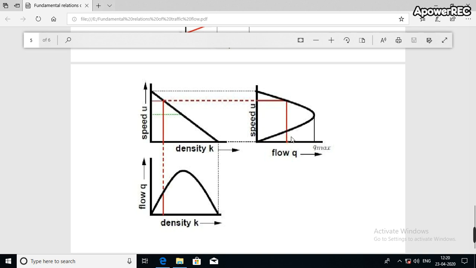But for a particular flow value, we can have two different speeds, as well as two different values of density. One is trying to approach towards the maximum density, and one is trying to approach towards the jamming density. So this particular combined diagram is very useful for queuing theory. Obviously, that is not included in your syllabus, so you do not need to bother about that. But just try to remember one particular flow value can have two different values of speed as well as two different values of density.